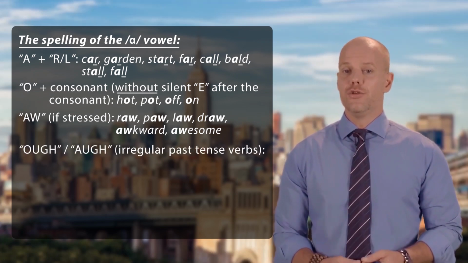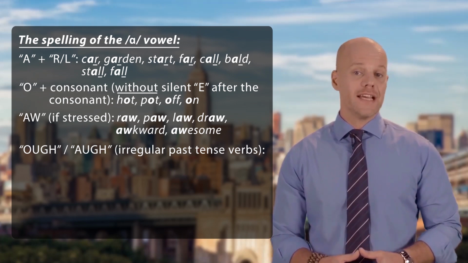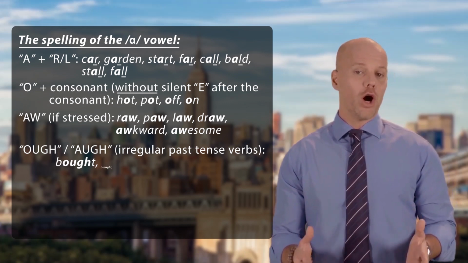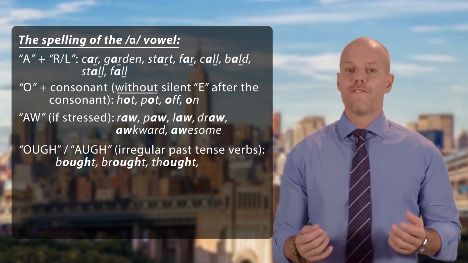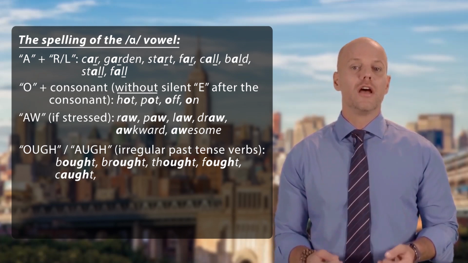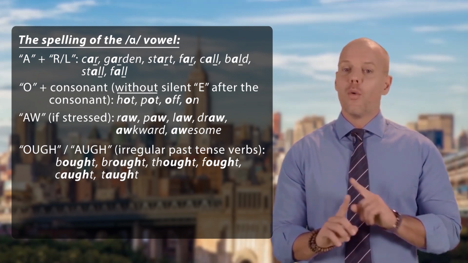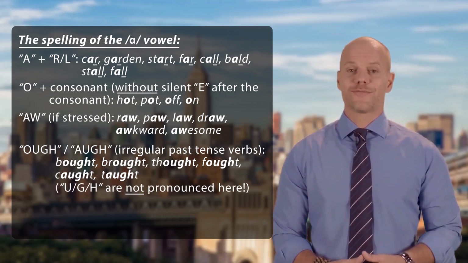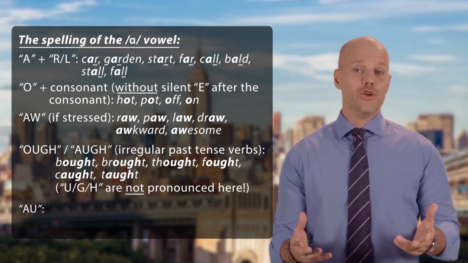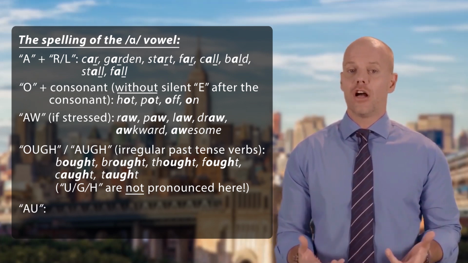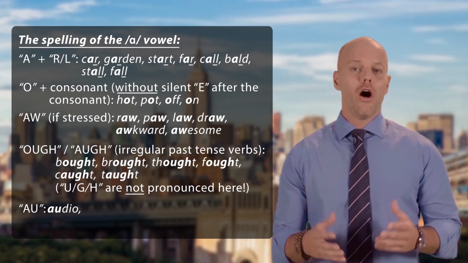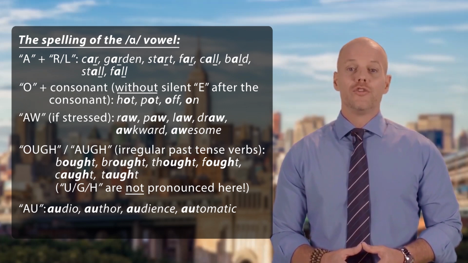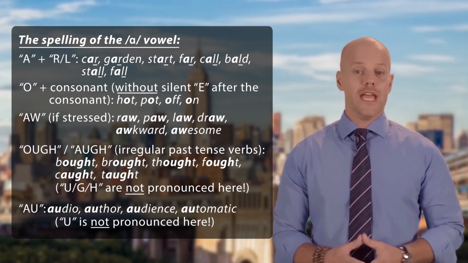OUGH and AUGH in irregular past tense verbs are pronounced as O. Bought, brought, thought, fought, caught, taught. So we do not pronounce the letters U, G, and H in these words. AU is usually pronounced as O. Audio, author, audience, automatic. So we do not pronounce the letter U in these words either.